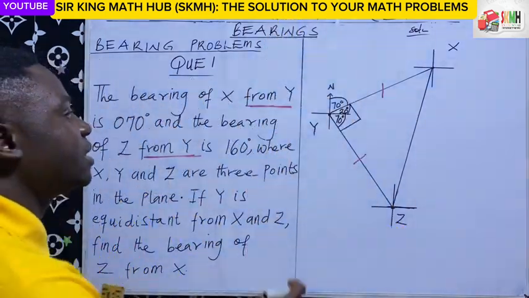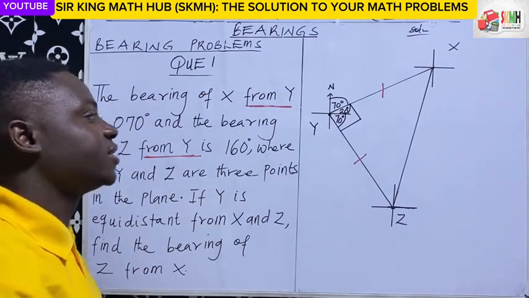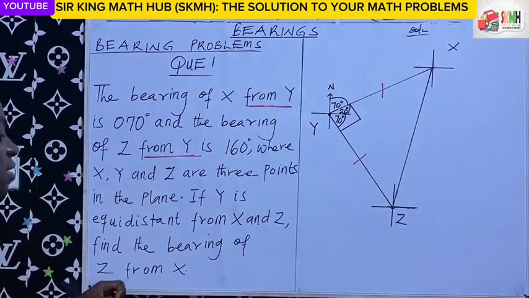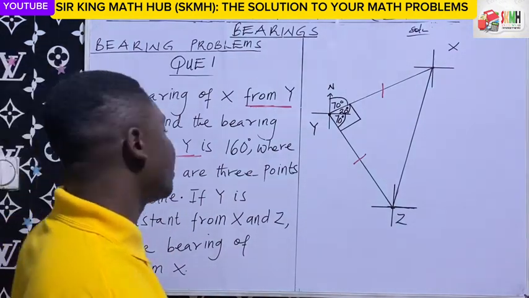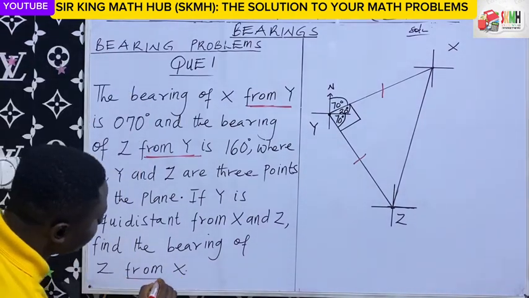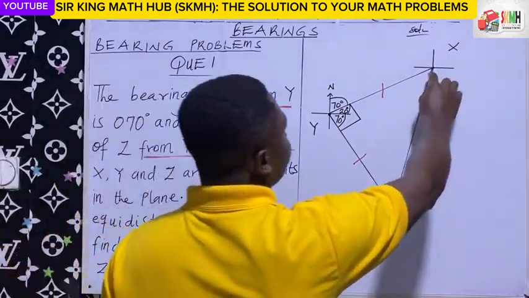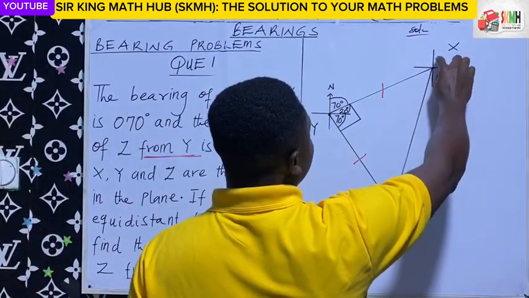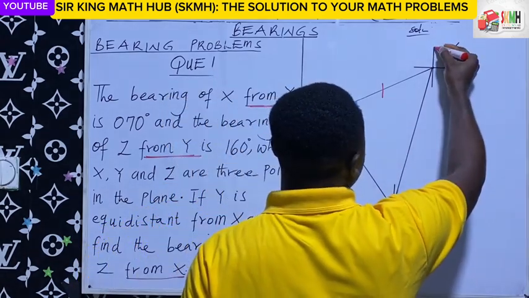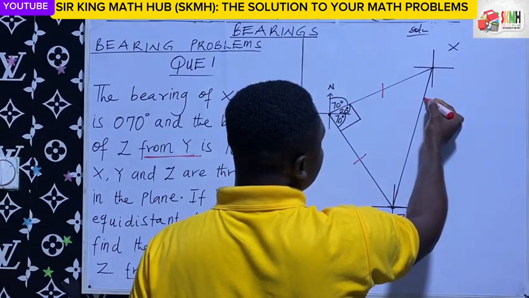So clearly, you can see that this angle here measures 90 degrees. Now, but what is the main question? We have to find the bearing of Z from X. So from X, meaning that is where we have to measure the bearing. From X, we have to measure the bearing until we get to Z. So we are looking at this angle here, from here until we get to this point.